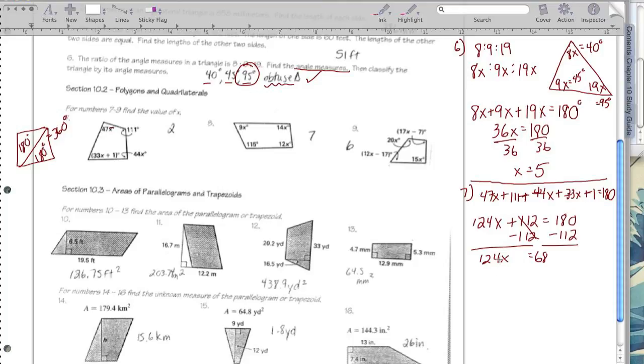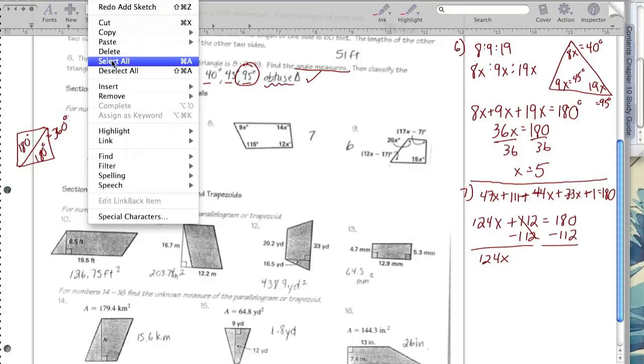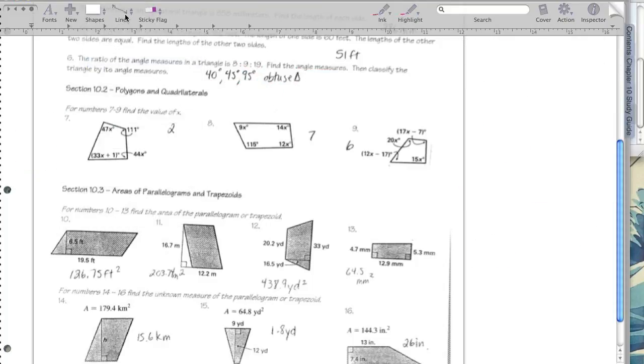I'm going to divide. Maybe I made a mistake here. I'm going to divide both sides. Oh, I made a big mistake. And you hopefully caught it, but way before I did. We'll just start that problem all over.